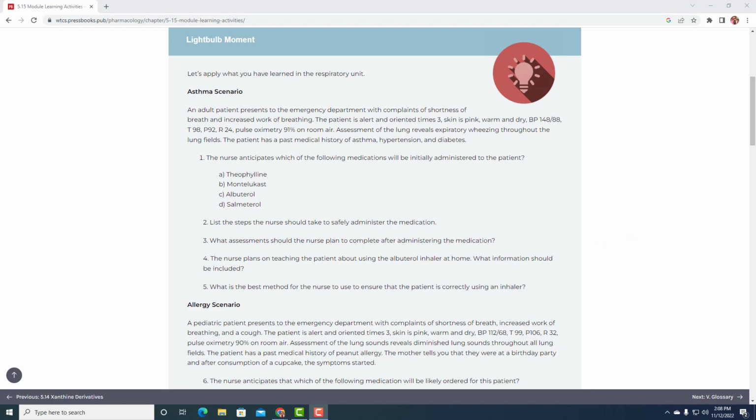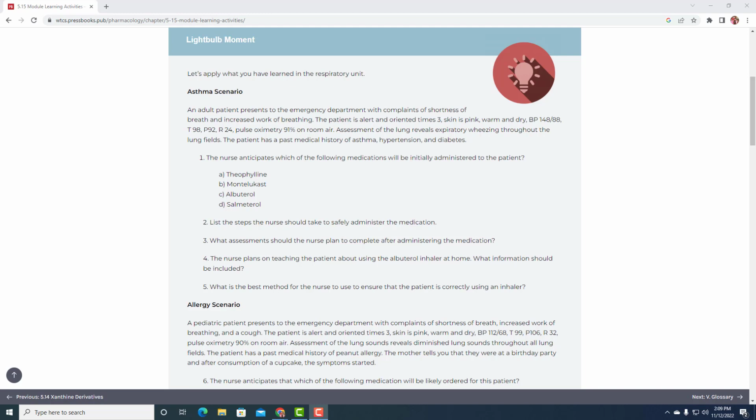Montelukast is also more of a chronic medication. This works to block leukotriene. It's meant to treat allergies but prevent asthma attacks. Albuterol would be considered the rescue inhaler, the beta-2 agonist, and this would be, I think, the correct choice.